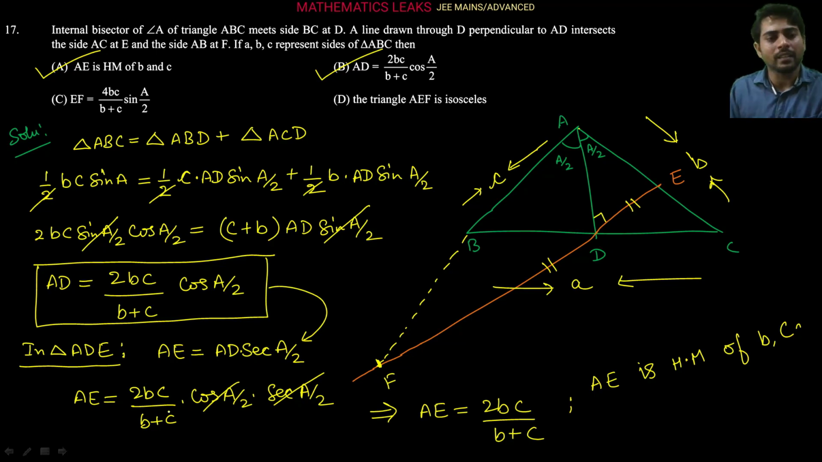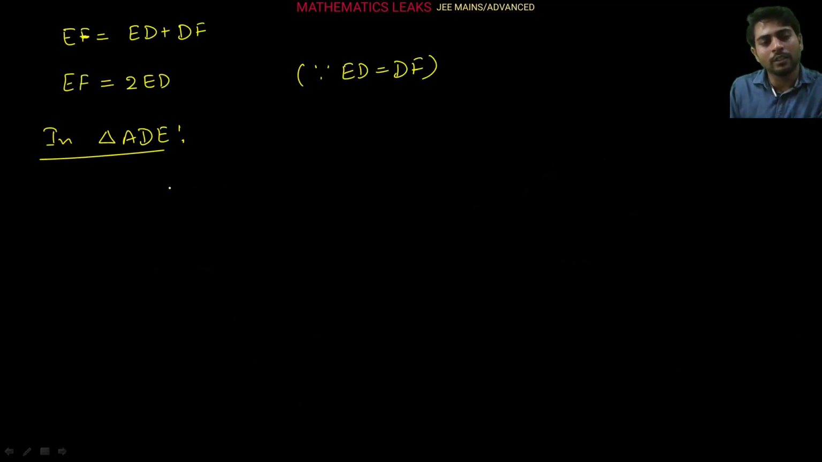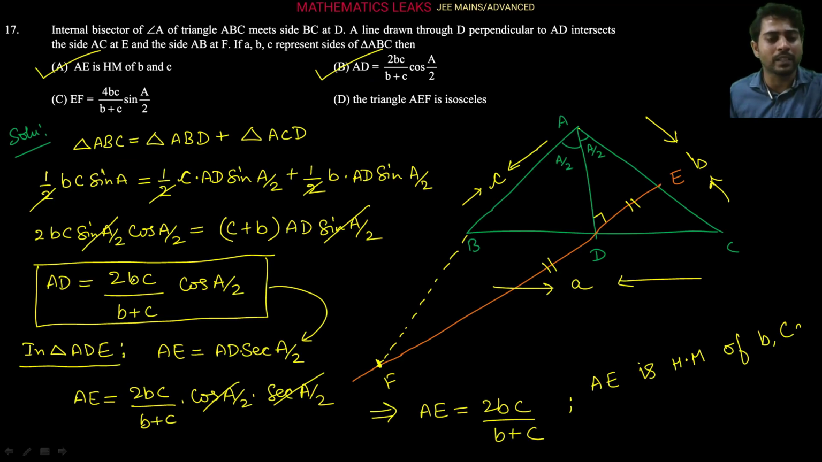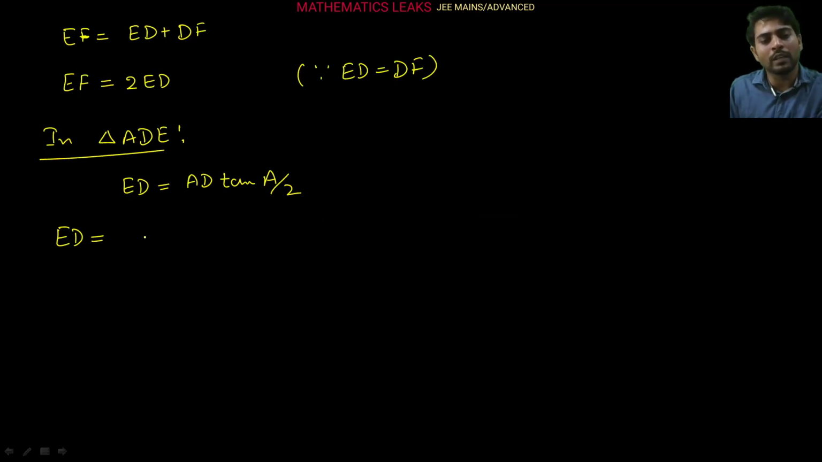So ED is equal to AD tangent of A by 2, right? From there, for ED, we have the AD value already calculated. AD value is 2 times BC upon B plus C into cos of A by 2. Cos of A by 2 we are writing here, into tangent of A by 2.